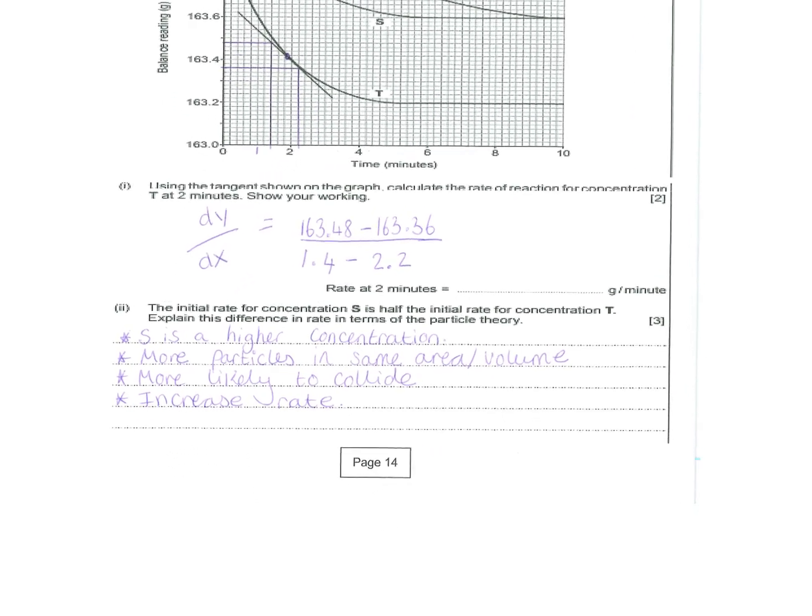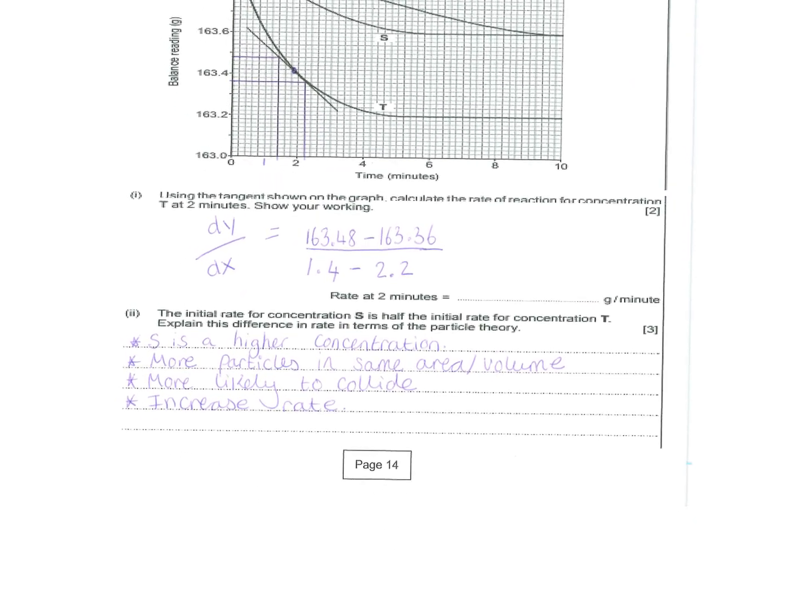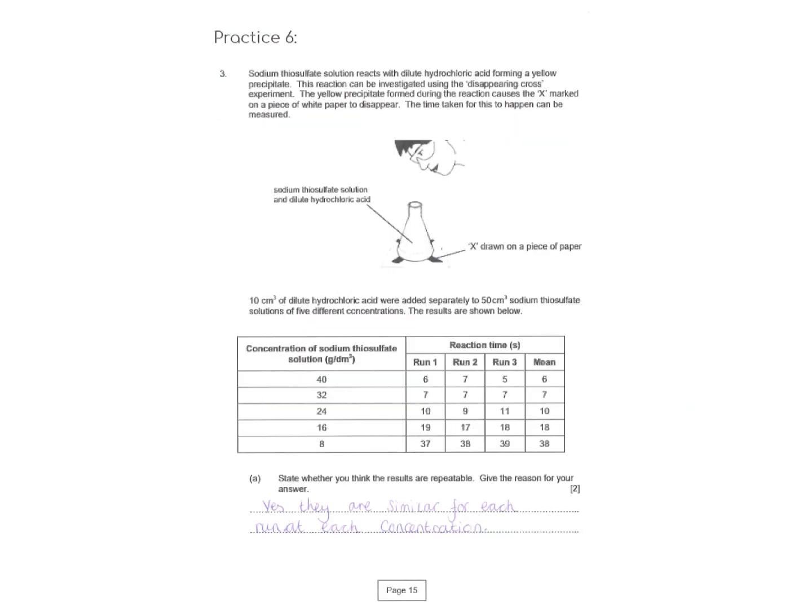Initial rate for S is half the initial rate for T. Explain the difference in terms of particle theory. S is at a higher concentration, more particles in the same volume, more likely to collide, increasing the rate.